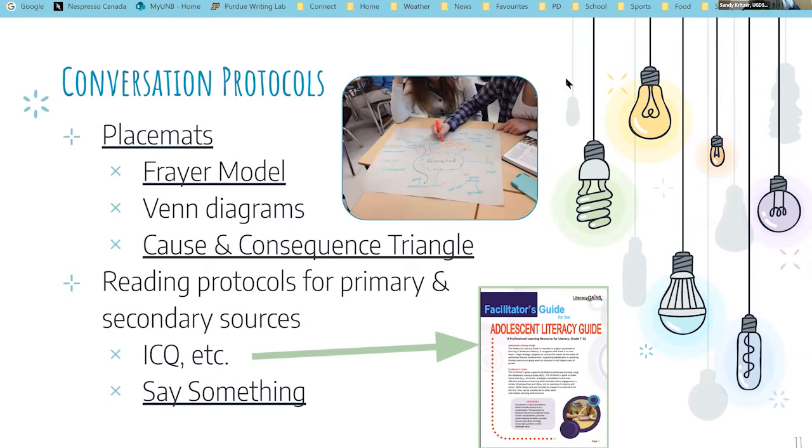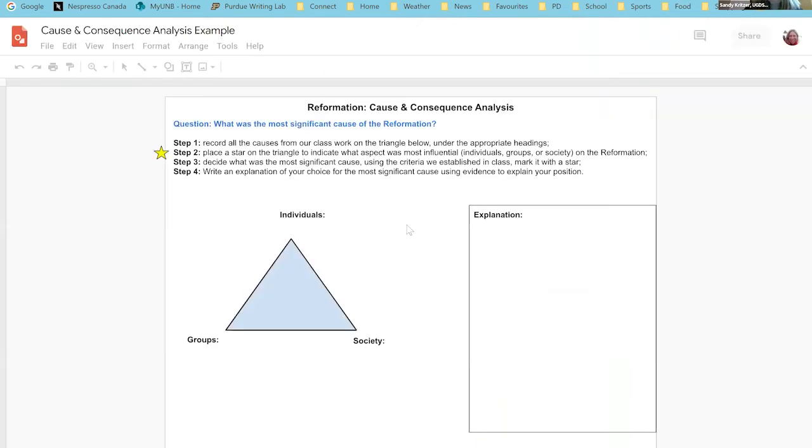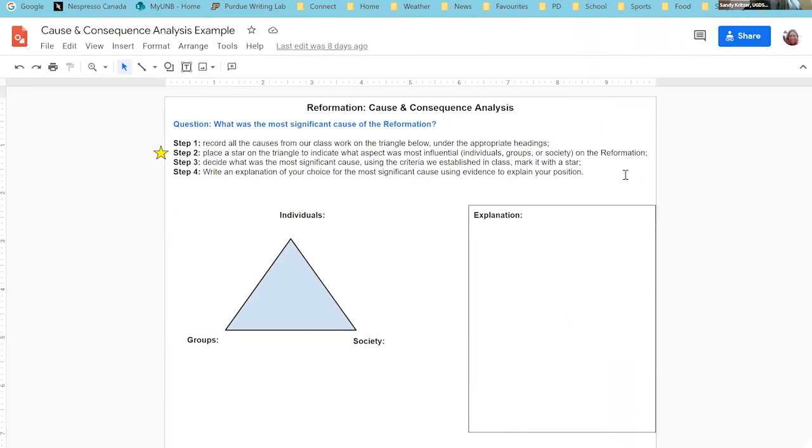The Frayer model is really good for building vocabulary. So I've given you a link to that. One that I really like that's more history specific would be something like this. And I've shared a digital one with you, the cause and consequence analysis triangle. So this is where you might ask a question. In this case, I've taken this from the 4U class. What was the most significant cause of the Reformation? And you see here, I've got individuals, groups, and society. And beside each of those, students would write details that they're aware of.